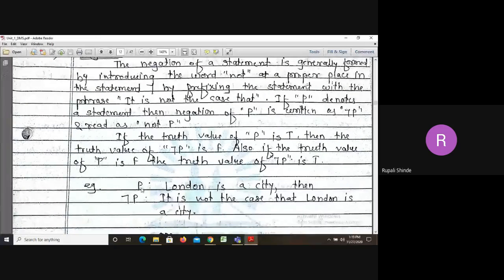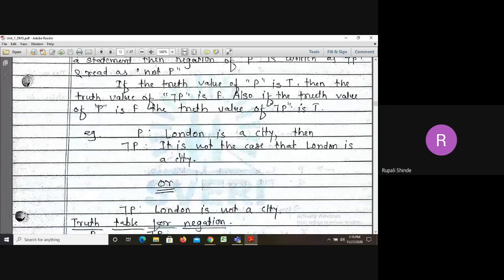So consider here, statement P is given. So London is a city. And then how we can form negation for this statement P? And that is written by negation of P. So this is the symbol for negation. So we can form the negation by using phrase, it is not the case that London is city. And second way, we can place not word at proper place. So second way is London is not a city. So in both the ways, we can form negation of this given statement.